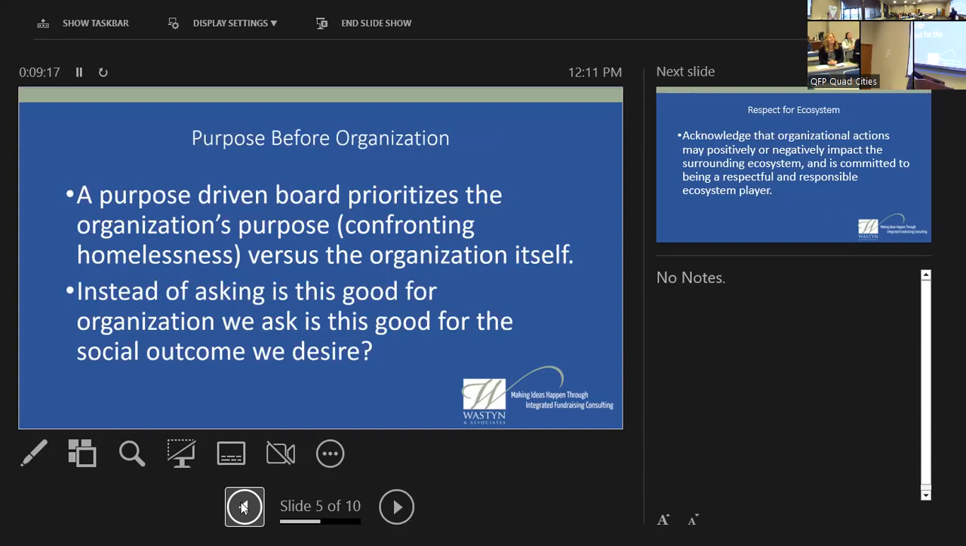So as we stated, instead of asking, is this good for the organization, we ask, is this good for the social outcome we desire? What are some examples we can think of? Let's say a nonprofit wants to move to a new facility, and they find a facility they really like. Good price, maybe they know somebody, maybe a cheaper rent, closer to employees. Great, let's do it. What if they're also in the service area of another nonprofit?